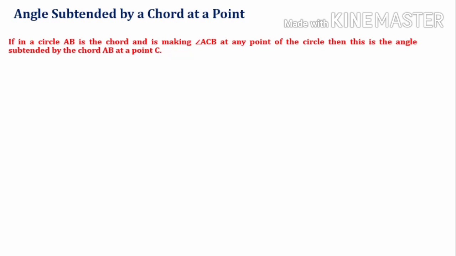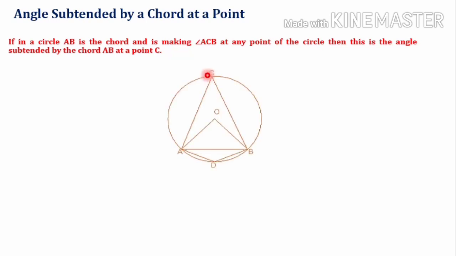Let's visualize it, then you will get more clarity. There is a circle and a chord AB is given to you, and this chord AB is making an angle with this point C on the circumference of the circle, that is called angle ACB. That is what is mentioned here. AB is the chord and is making angle ACB at any point on the circle. Then this angle is the angle subtended by the chord AB at a point C.